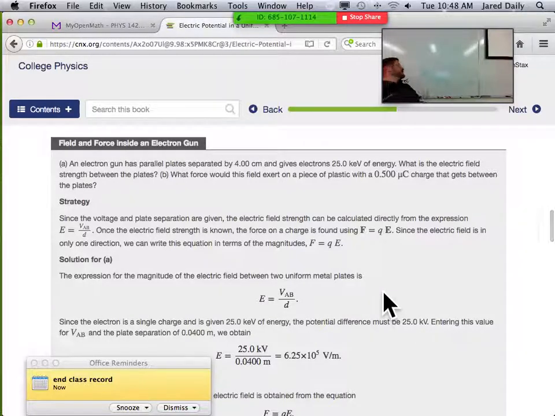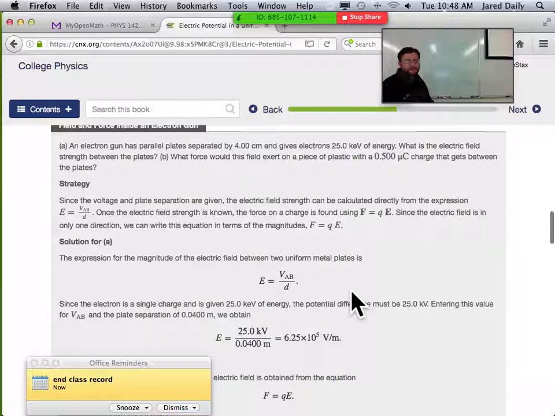What if these two plates are in a machine designed to accelerate electrons, like the machine that we were talking about before? In the machine that we were talking about before, we had two plates, one with a hole in it, right? Let me erase this. So in this problem, they say we have parallel plates separated by 4 centimeters, and the electrons gain 25 kiloelectron volts of kinetic energy. We want to know what is the electric field between those two plates. So let's try to figure that out.